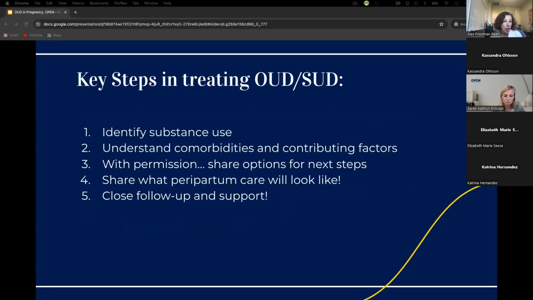As we think about treating substance use disorder in pregnancy, specifically opioid use disorder, I follow these steps. First, identifying the substance use, understanding comorbidities and contributing factors, with permission from the patient, sharing options for the next steps, really moving through the details of peripartum care, and of course, maintaining close follow up and support.